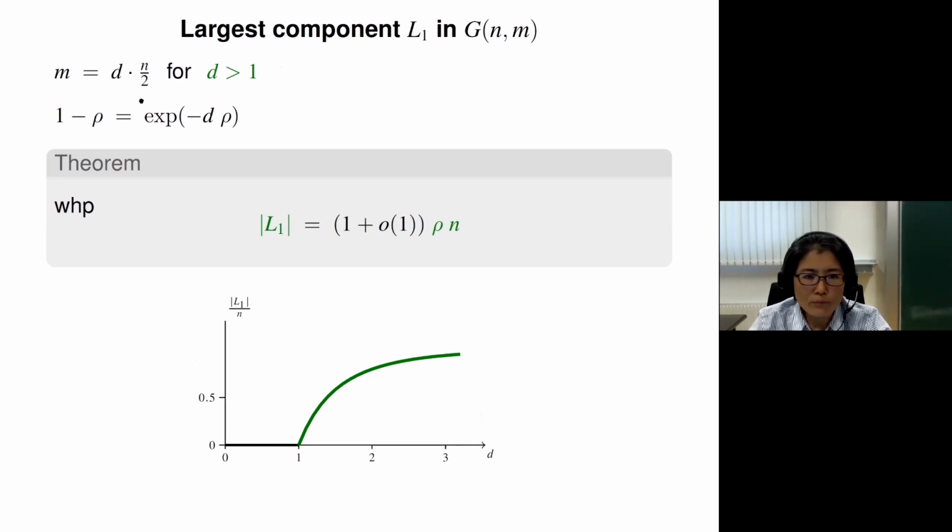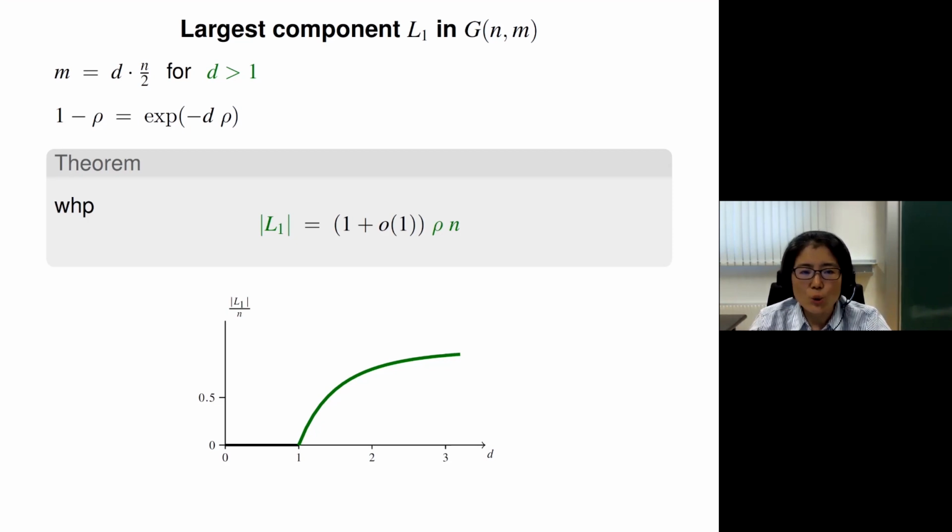If you came from classical probability theory, you will recognize that rho is indeed equal to the survival probability of the Galton-Watson branching process with offspring distribution Poisson with mean d. Each individual has an independent Poisson distribution with mean d, and so on. And rho is indeed the so-called survival probability.